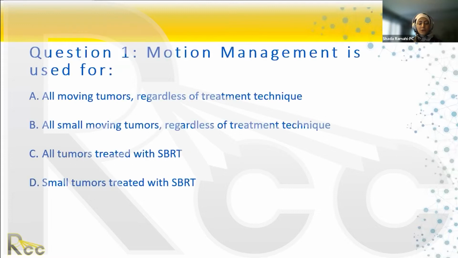Now I'm going to start with a question. It's morning or evening where you guys are. This is a poll, and I would like everyone to participate. Question number 1: motion management is used for, A, all moving tumors regardless of treatment technique; B, all small moving tumors regardless of treatment technique. The difference between A and B is the size of the tumor. C, all tumors treated with SBRT; and finally, D, just small tumors treated with SBRT. We're going to give you 1 minute and let's see what choices you make.